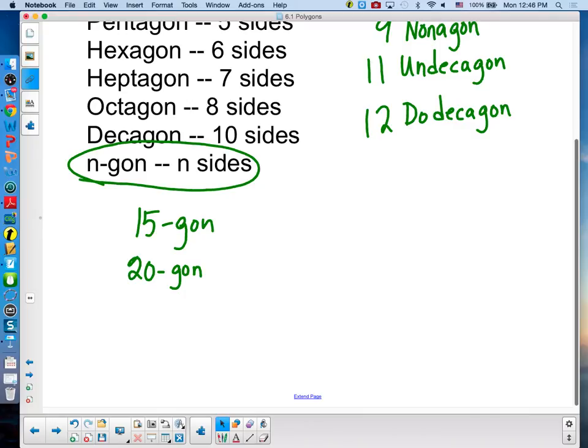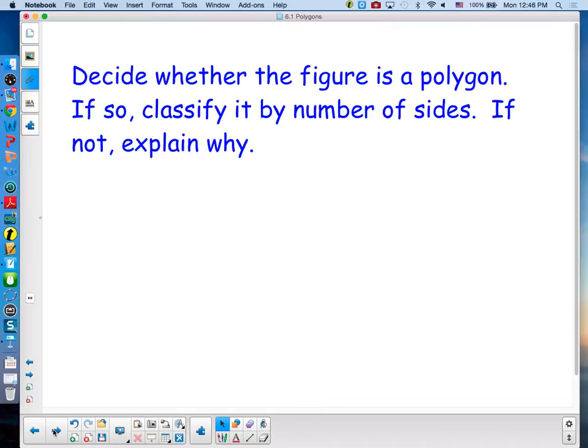Okay, let's go to the next string. Okay, so I'm going to draw a figure up here. You decide whether the figure is a polygon, and if it is, you're going to classify it by how many sides. If not, explain why. So grab your marker board. So first, yes or no, and then that'll direct you as far as what else you need to do.